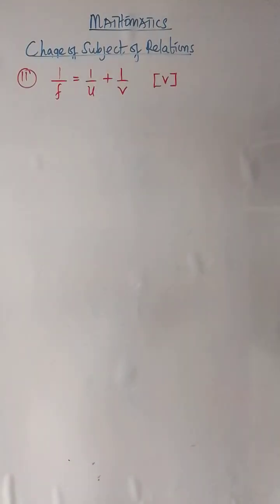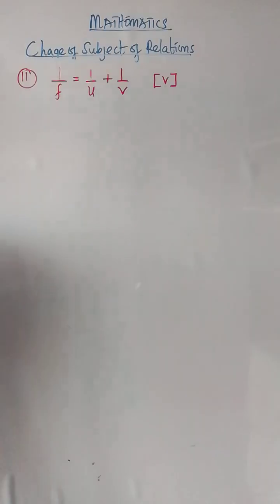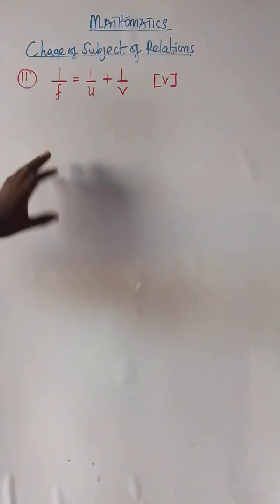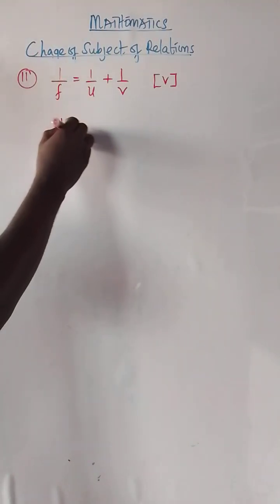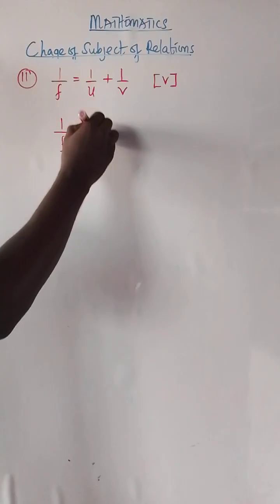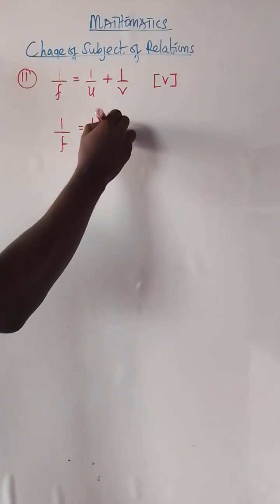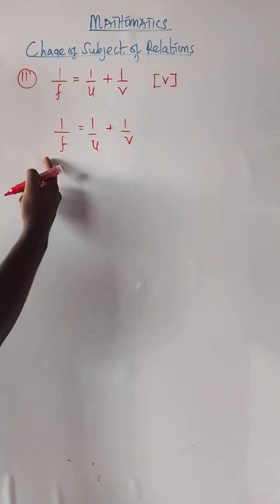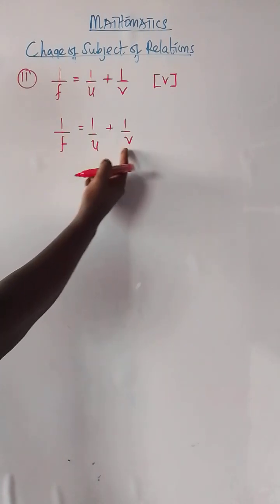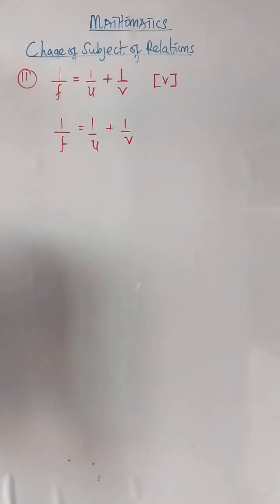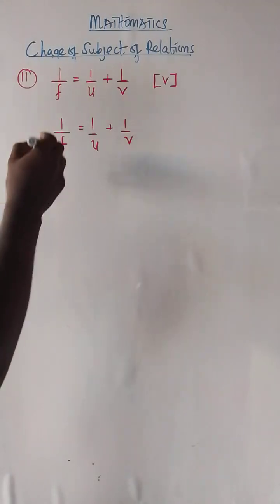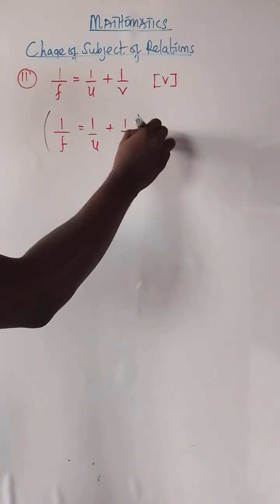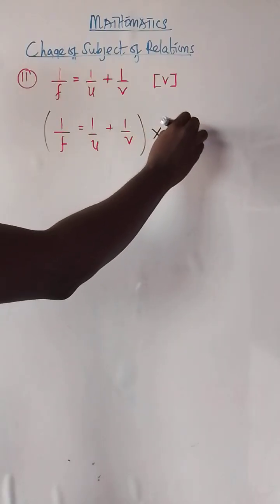Now for this particular question, our aim is to make V the subject. Now here we have 3 fractions. The examples we've done previously, we have only 2 fractions. Whenever we have 3 fractions, recall, we need to get rid of all the fractions in one step. So what we are going to do is find the LCM of all the denominators. So we have F, U, V, so the LCM is FUV. So multiply each fraction by the LCM, which is FUV. So multiply the left hand side and right hand side by FUV.